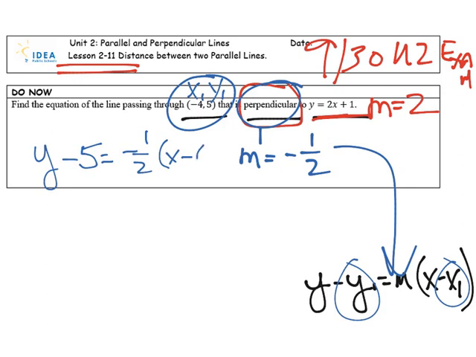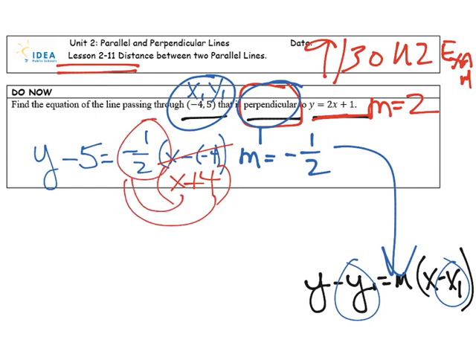In this case, x1 is -4. So remember, this is like saying x plus 4. I would distribute the -1/2 here and here, and at the same time I'm going to take this plus 5 and put it over on this side so I can get y all by itself.